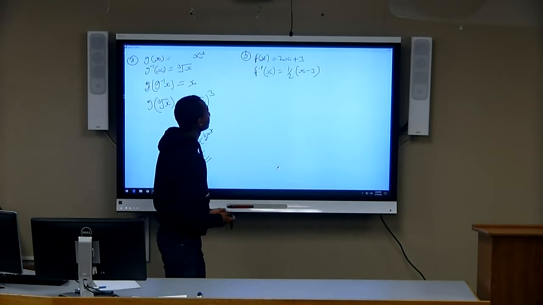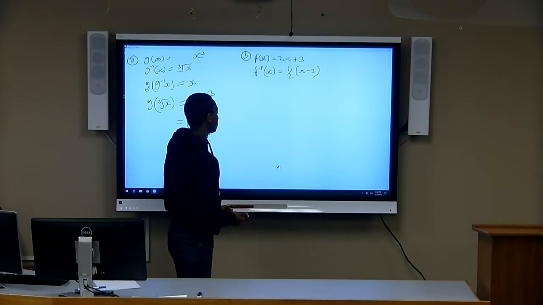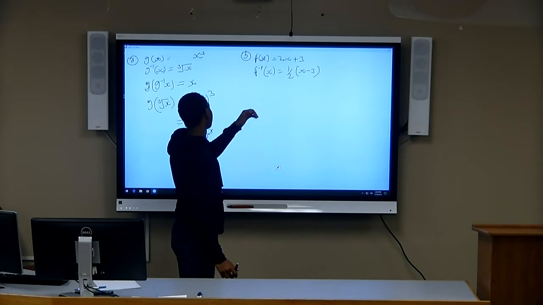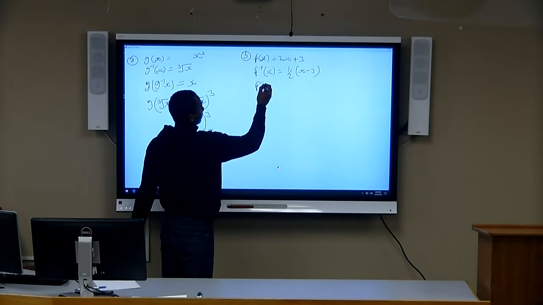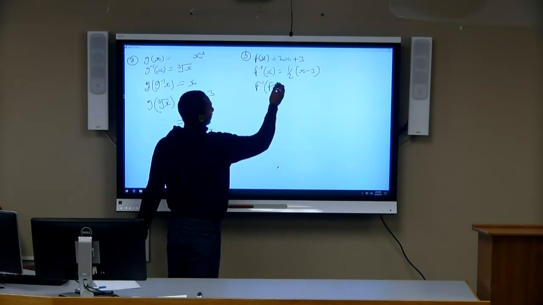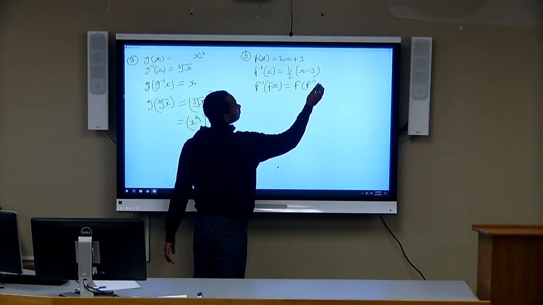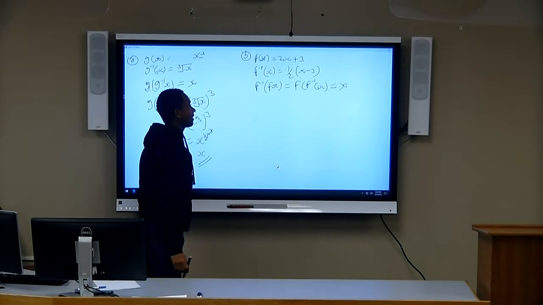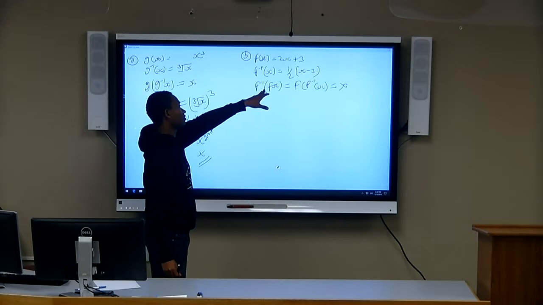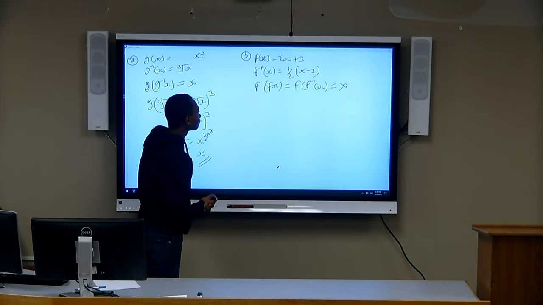So the next one, say f of x is equal to 2x plus 3 and f inverse of x is equal to 1 over 2 times x minus 3. So we're going to verify this. The answer should give us x, exactly like this one. If you want, you can say f inverse of f of x, it can go either way. This thing should be equal to x. So let's just do this one and see if it is going to be equal to x.